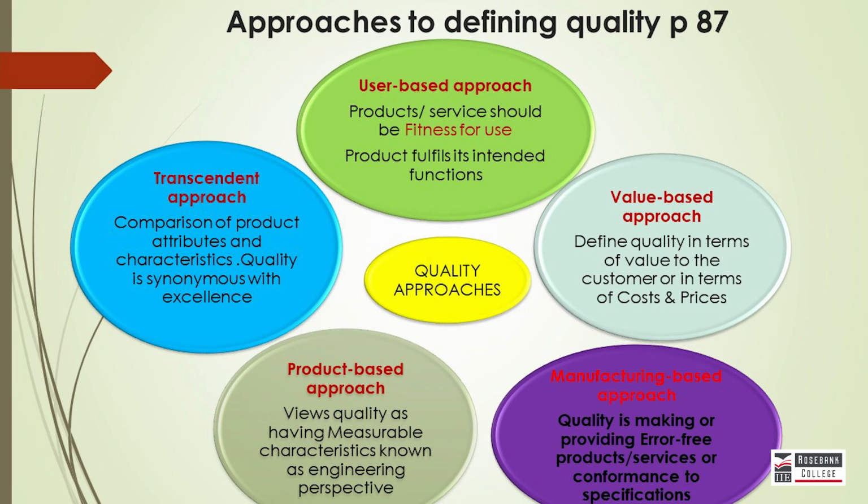The second one is the transcendent approach. The transcendent approach is a comparison of product attributes and characteristics. It says quality is synonymous with excellence. The next one is the manufacturing-based approach. It says quality is making or providing error-free products or services, or conformance to specifications.